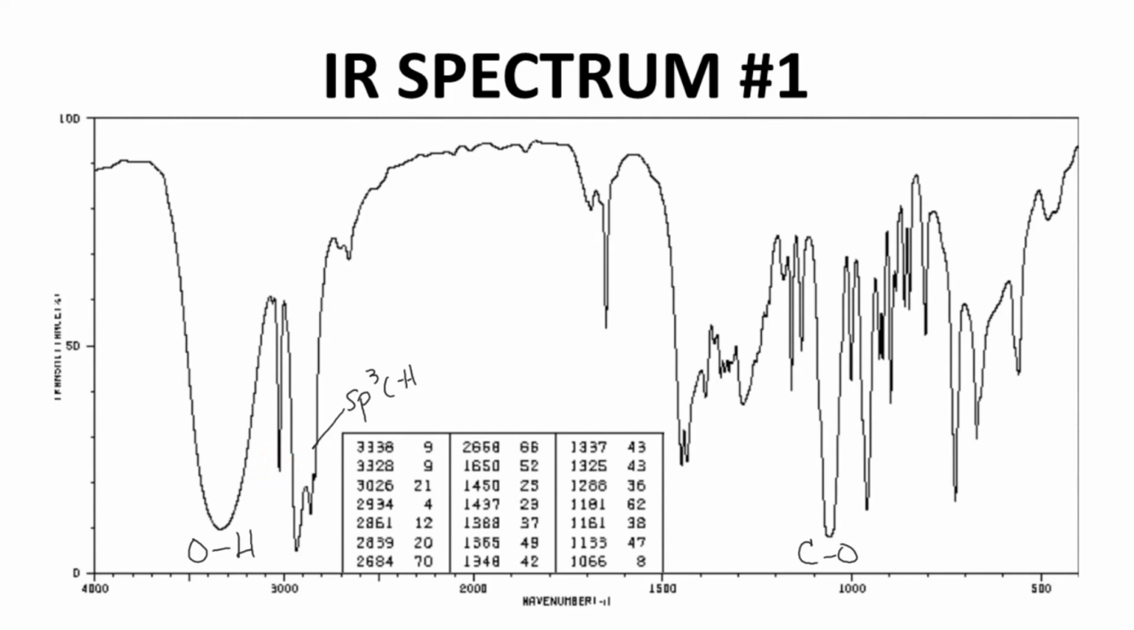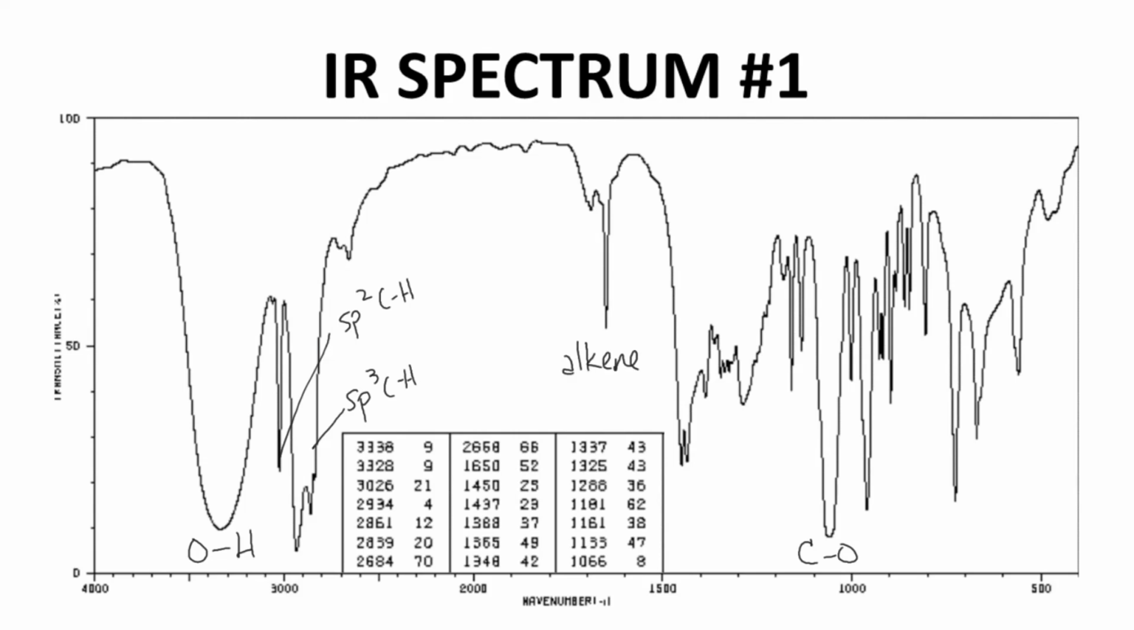The table says 3026. That signal is a sign of an sp2 CH bond. So our molecule likely has a double bond. Is that double bond just a regular CC double bond or an aromatic ring? If we look at this prominent peak right here, it is at 1650. According to the table, that is really close to a value of 1640 for an alkene. Aromatic rings are normally at 1600, so this looks like an alkene.